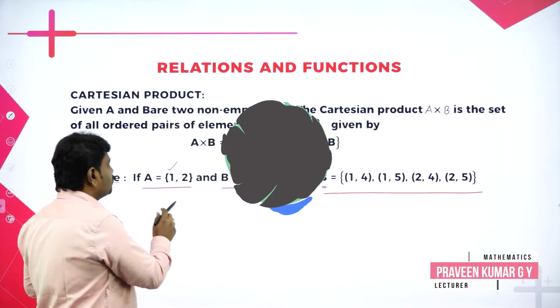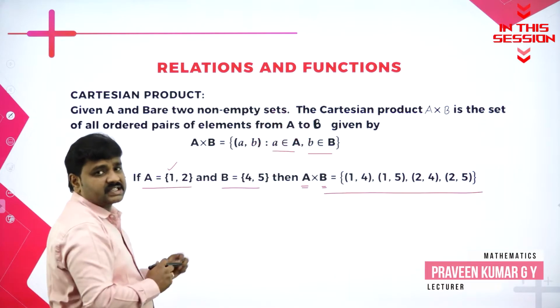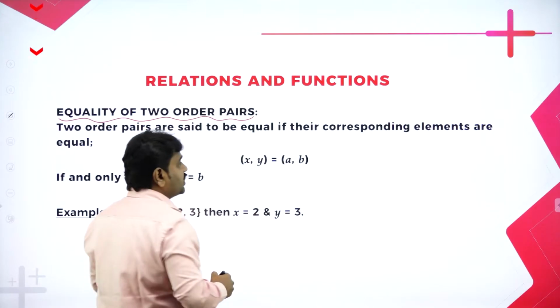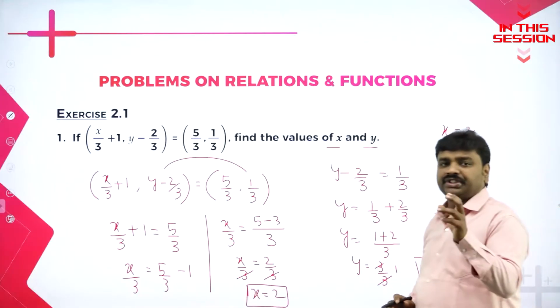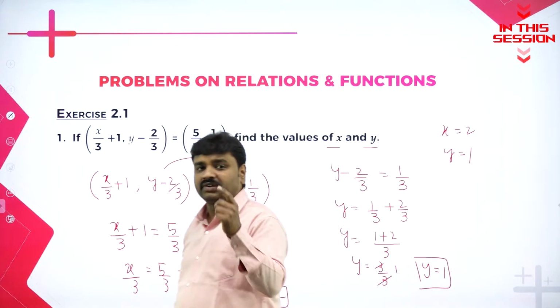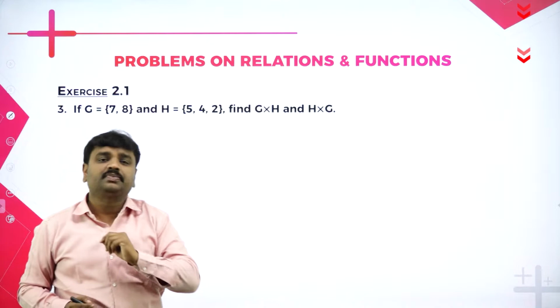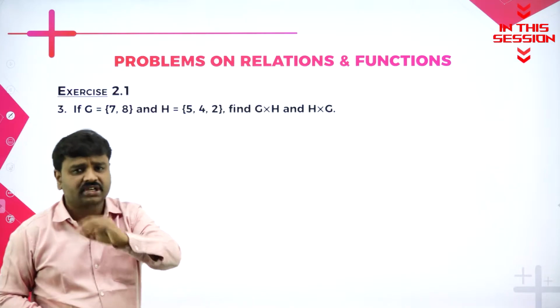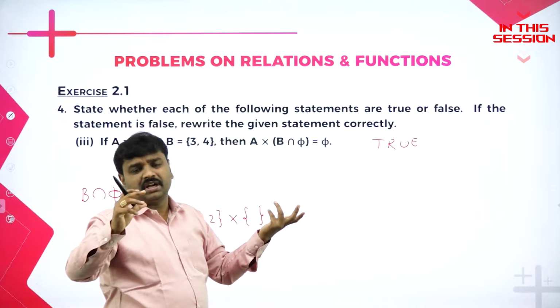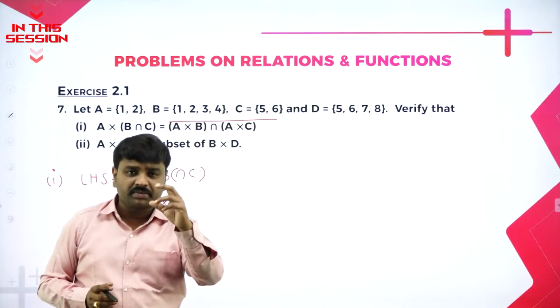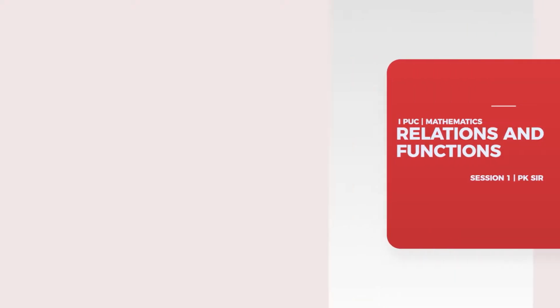For example, A cross B means first element you should take from A and second element you should take from B. Here, two ordered pairs are said to be equal if their corresponding elements are equal. So what is the logic here? If two ordered pairs are equal, then first element should be equal to first and second should be equal to second. They want you to find Cartesian product G cross H and H cross G. In empty set, we do not have any elements. Any set intersection null set is itself. Intersection means what? Set of common elements.